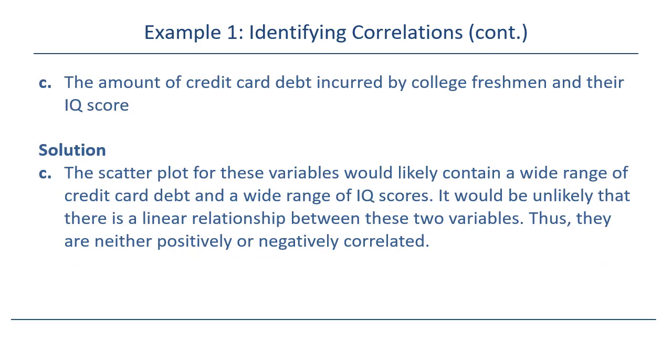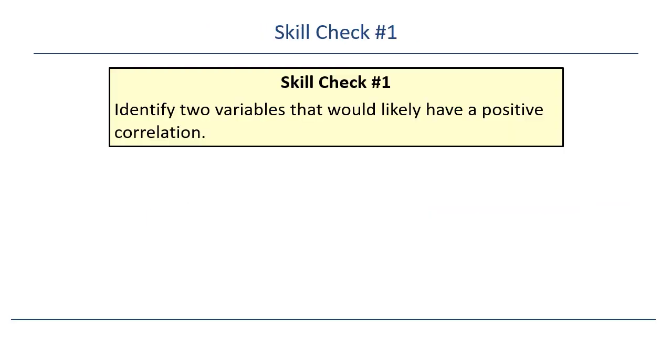How about the amount of credit card debt incurred by college freshmen and their IQ score? Well, there doesn't seem to be any logical reason why those two things would be related. So we would probably see just a big old buckshot scatter plot, and there wouldn't be any positive or negative correlation, because there shouldn't be any real correlation between those two at all.